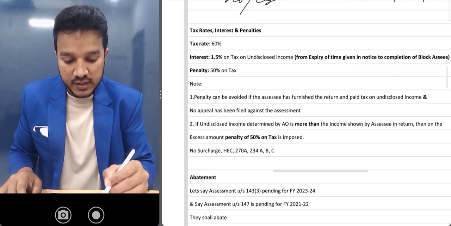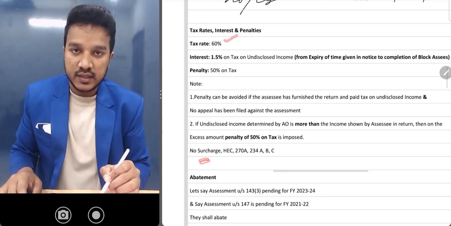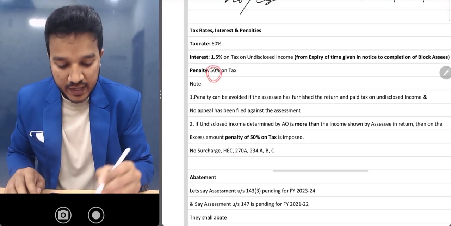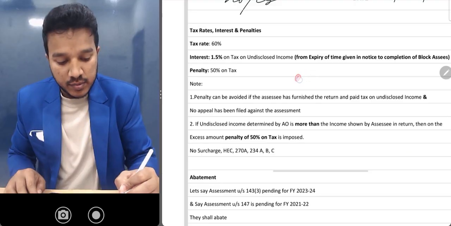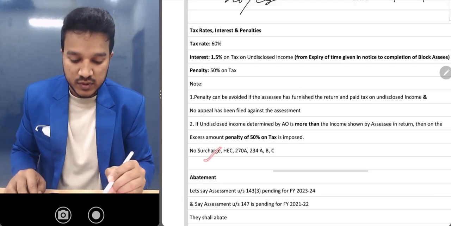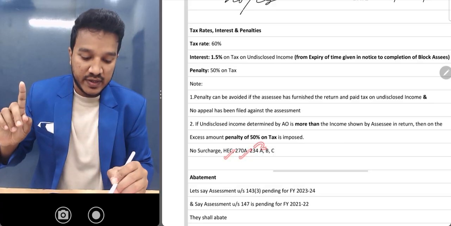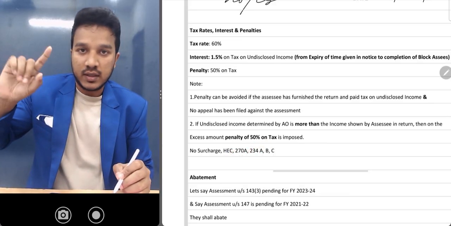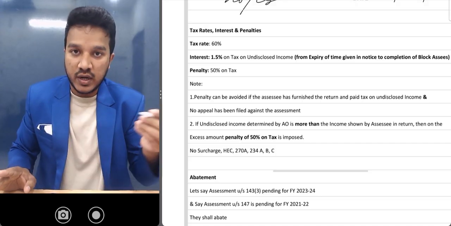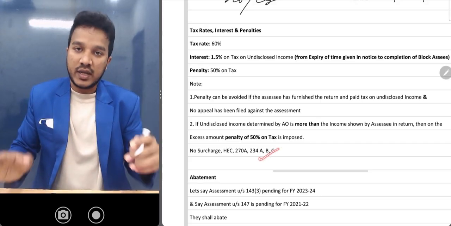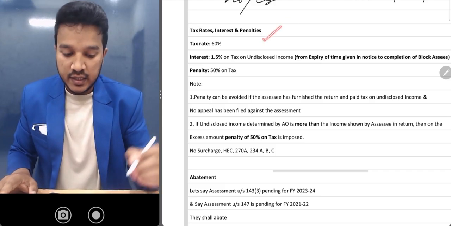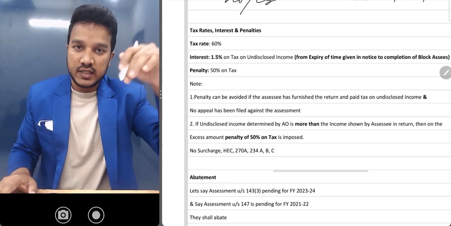Now जो भी ये 60% है ना, इसके ऊपर there won't be any surcharge, there won't be any HEC. 60% हो गया, and then if 50% penalty is also there, no, entire 90% tax you will pay to the government only. Okay, तो आपको surcharge नहीं लगेगा, HEC नहीं लगेगा. 270A misreporting, under reporting, you don't have to pay that penalty, and then 234 ABC के penalties भी नहीं गिरते. Done. So this is your tax, interest rates and penalties. Again very important, question पूछने के chances बहुत है.